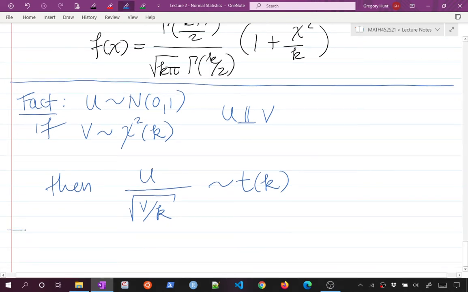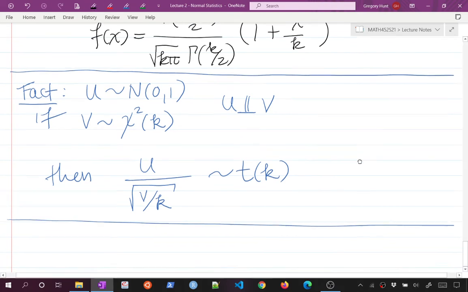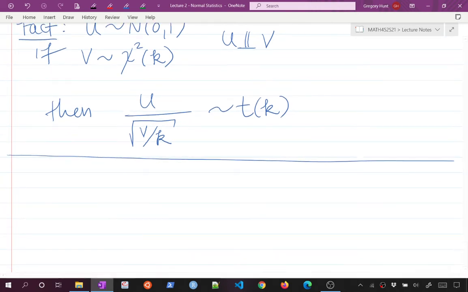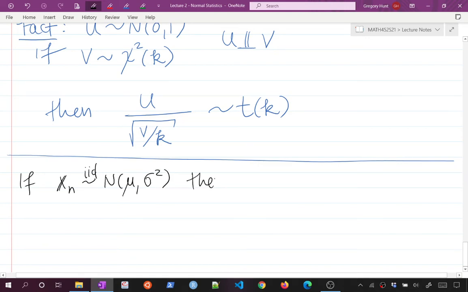So this is why we care about it. Well, almost why we care about it. Why do we really care about it? So that's interesting. We really care about it because if I have my underlying data, getting back to our random sample, if my random sample comes from a normal distribution, our first fact above is that x bar is also normal, has the same mean mu, and has a variance sigma squared over n.